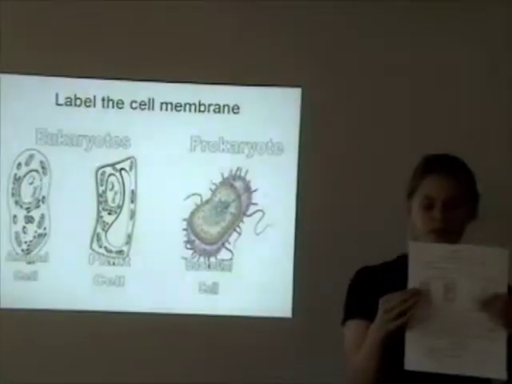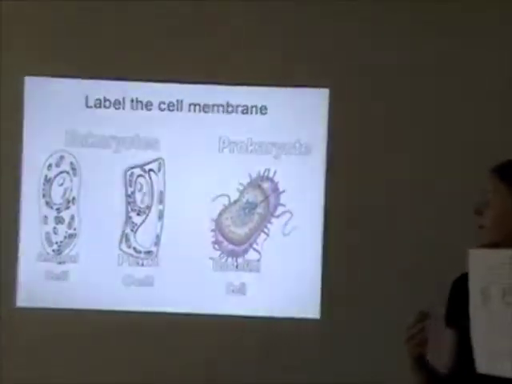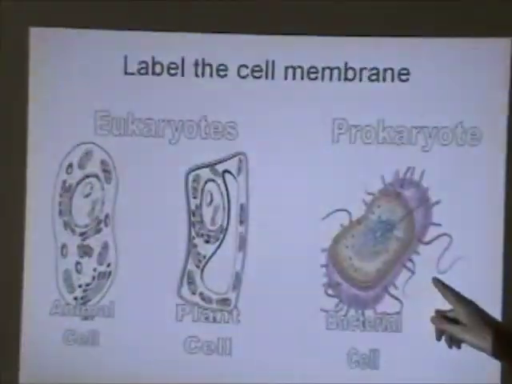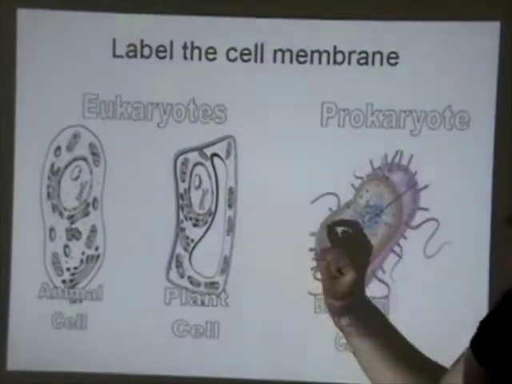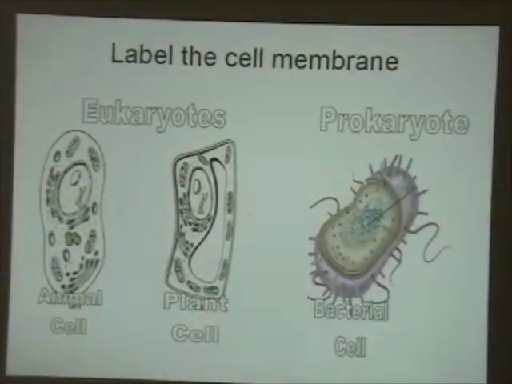Okay, underneath that bullet you have a picture of three different types of cells. First you have an animal cell, a plant cell, which are both eukaryotes, and also a bacterial cell, which is a prokaryote. So take just a moment and try to draw an arrow to indicate the cell membrane in each of these three types of cells.